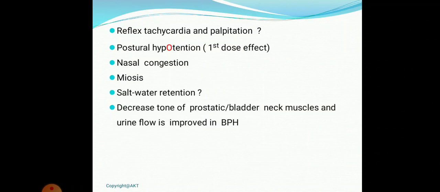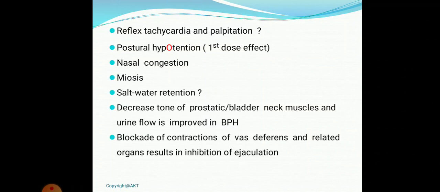It can also decrease the tone of the prostatic as well as bladder neck muscles, and that's why these drugs are highly useful in treating BPH, benign hyperplasia of the prostate gland, and improve urine flow in such patients. It can block the contraction of the vas deferens and other organs related to the process of ejaculation and can inhibit ejaculation, which can manifest as infertility in male patients, an embarrassing side effect.